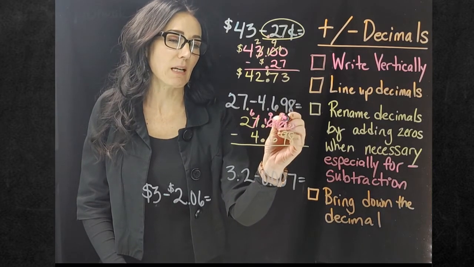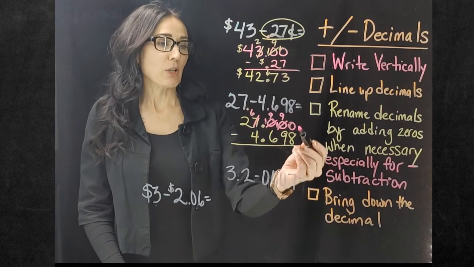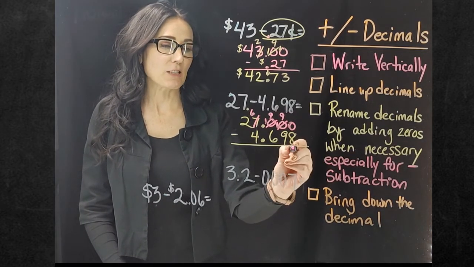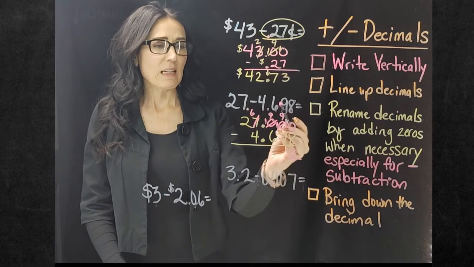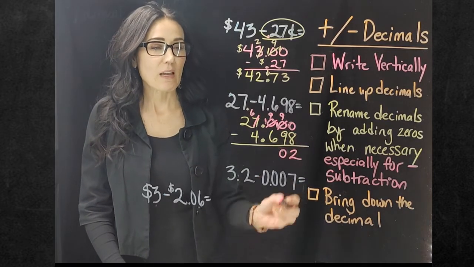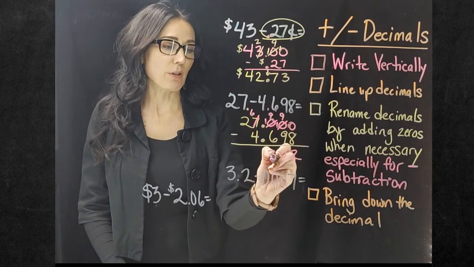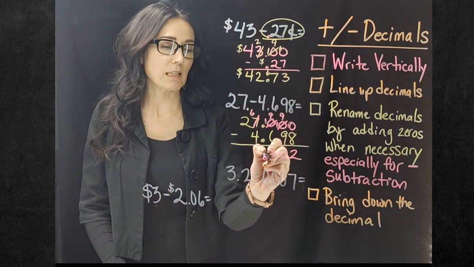This is going to become a 9 and bring our 1 over here. Now we can finally subtract. So we have 10 minus 8 is going to be 2. 9 hundredths minus 9 hundredths is going to be 0. 9 tenths minus 6 tenths is going to be 3. Put my decimal place right there.